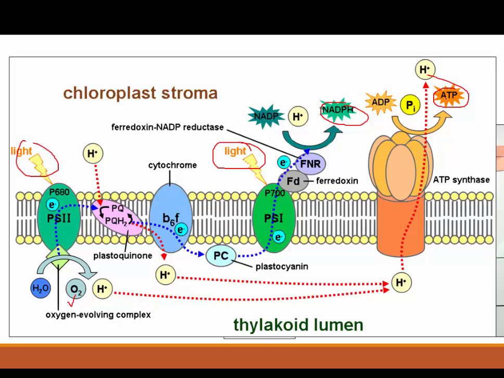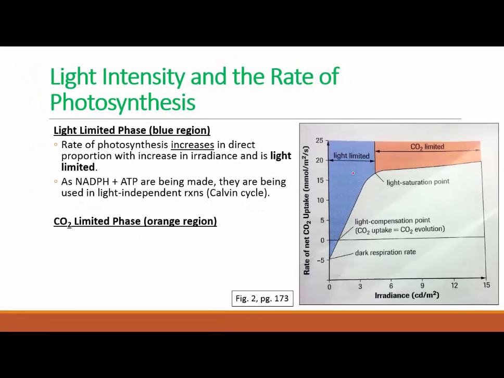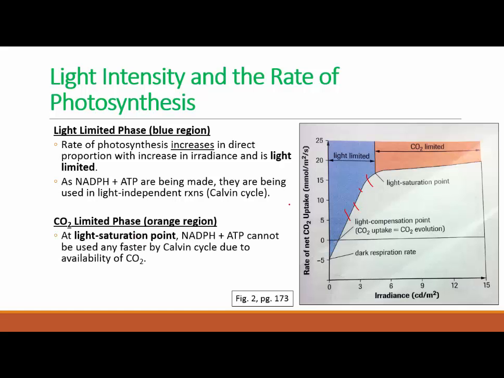But these are the products of the light reactions, and as irradiance increases or light intensity increases, you make these more and more plentiful. So this region is light limited. As you continue to increase the light, you continue to create those products, NADPH and ATP, and those then are going to feed into the Calvin cycle and be used by the Calvin cycle to produce the carbohydrate. Now, at the light saturation point that we said, though, the NADPH and the ATP can't be used any faster by the Calvin cycle due to the availability of carbon dioxide.